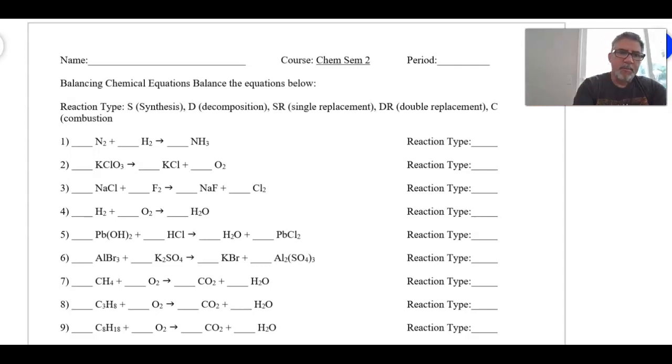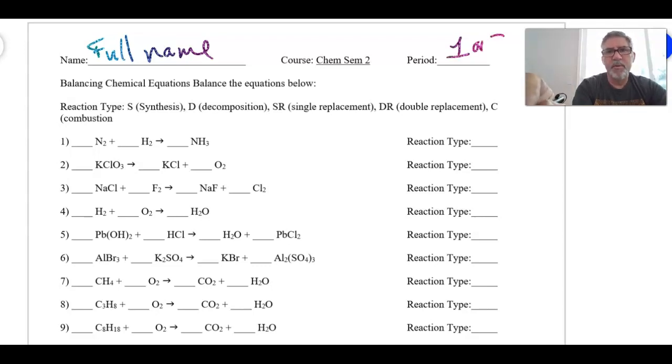First of all, before you submit it, make sure you have your full name for name. A lot of you didn't. I wrote chemistry semester 2 because many people didn't. Remember, you have to put your period up there at the top. So anyway, now the first part of the homework sheet is just balancing equations.